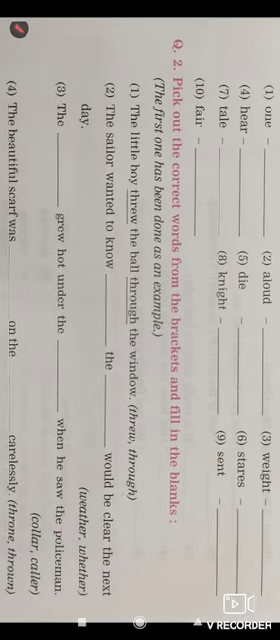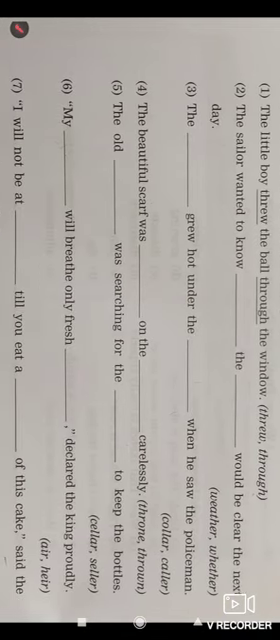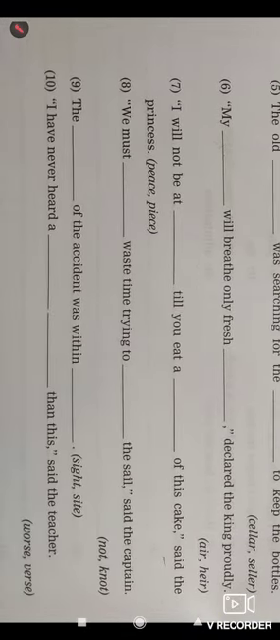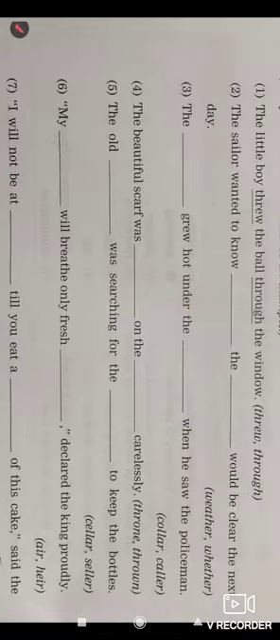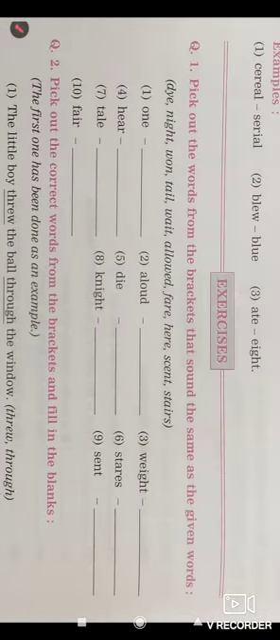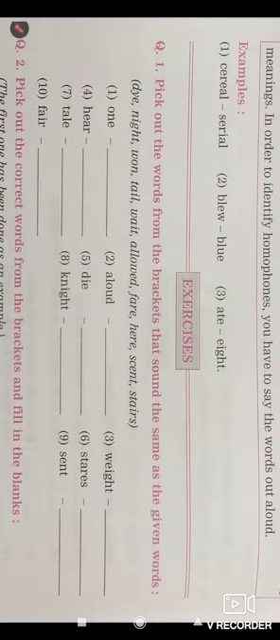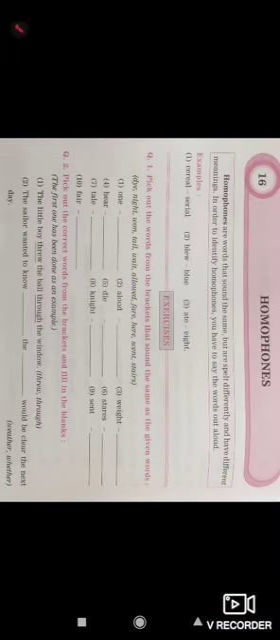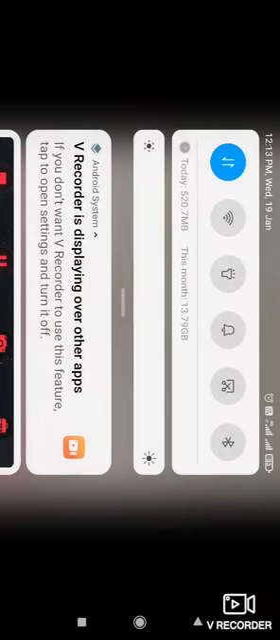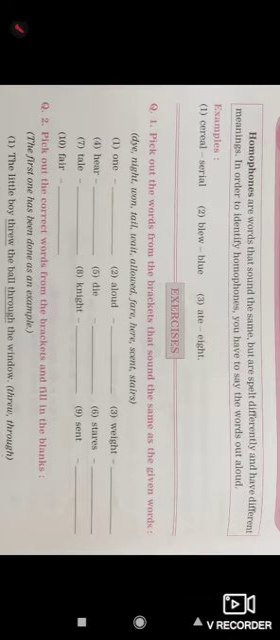Okay, homophones, and complete this exercise as your homework. So you have to complete this homework and send me a photograph of it. Okay, so this is a very small lesson, a very small lesson of this grammatical part.